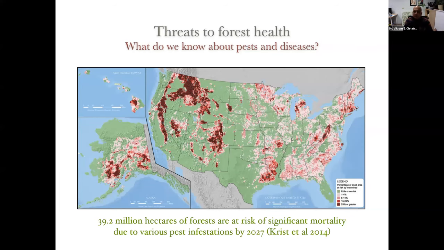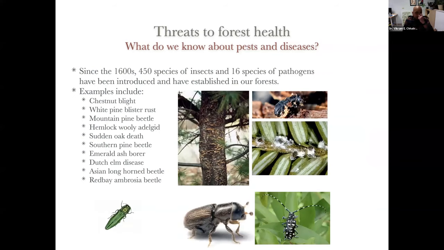And so what do we know about these pests and diseases? This might shock you, but since the 1600s, there have been 450 species of insects and 16 species of other types of pathogens, like fungi, that have been introduced from outside the US or outside our continent, and they have established our continent as their new home, infecting a wide range of tree species. And here are some examples of these pests, and some of them you might recognize.